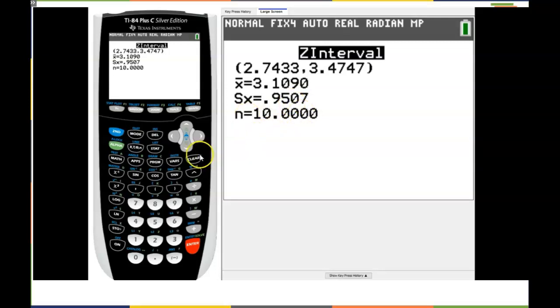So if I use a list, I'm going to use data. If I actually have my standard deviation and my sample mean, then I'm going to use stat.